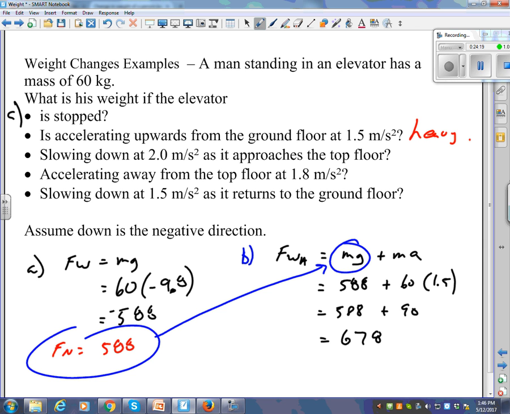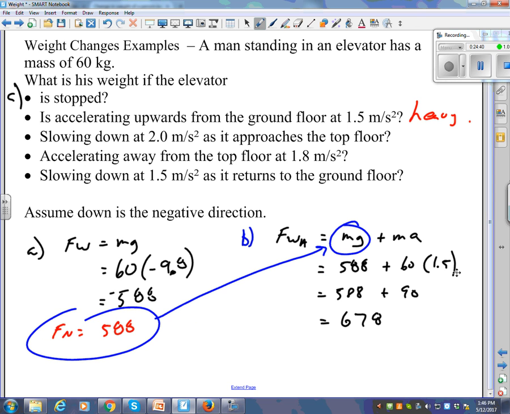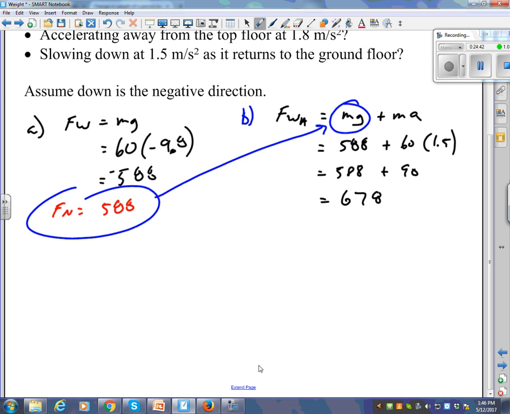Say again? How does that make sense for the normal force? If this is minus 588 and this is positive 90, I'm not going to get a bigger value than 588, am I? Oh, yeah, you will. No, I won't. I have minus 588 plus 90. I'd be at minus 490. Right? Okay, I see what you're saying. So that's how you can. Right. So stop and think.